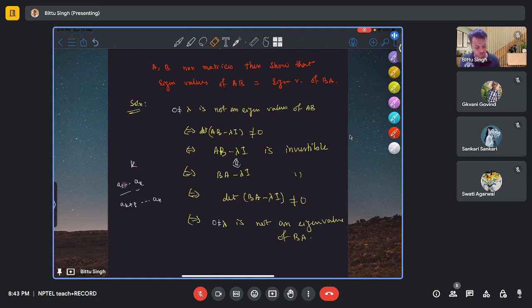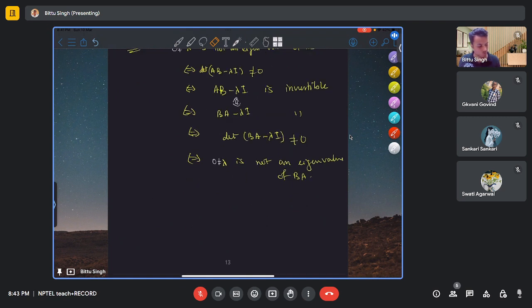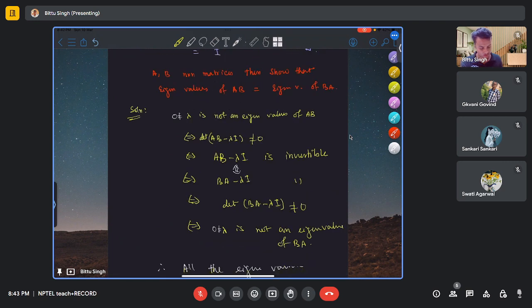Okay, so this will automatically imply all the eigenvalues of AB and BA are the same. Okay, this is an interesting case.